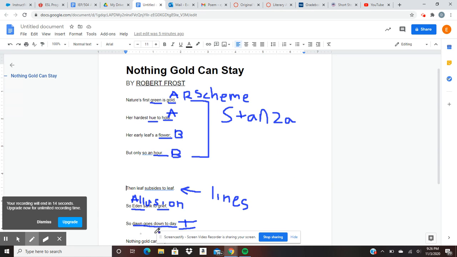These are just the things that you need to know for poetry. You need some imagery, you need some allusion, lines, figurative language, stanzas, lines, rhyme scheme, all that.